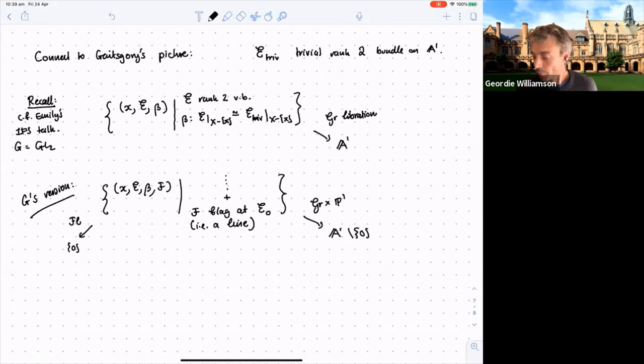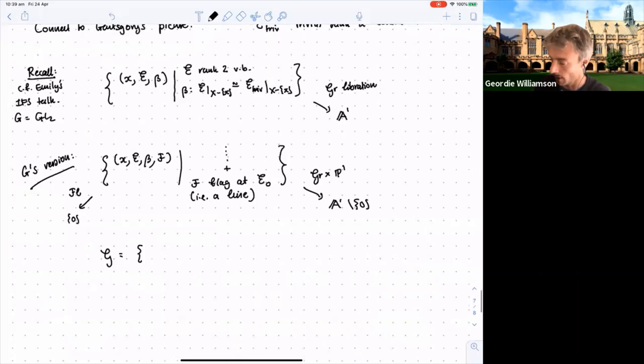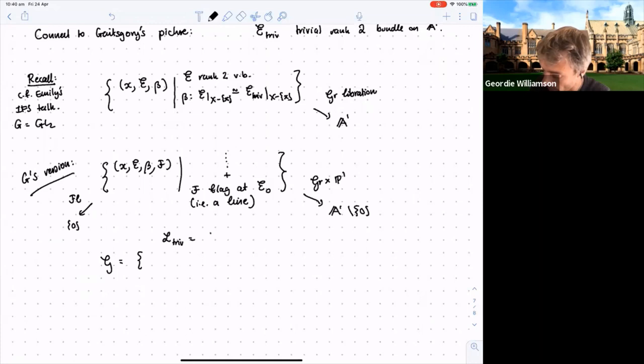Now, when we were trying to understand the affine Grassmannian, we imposed conditions to make it a finite dimensional situation. And we can do the same thing here. We can consider a relative version of the simplest part of the affine Grassmannian, which is G. I'll write it down and then I'll explain. So let L-triv be the corresponding OX module. So this is C[t]e1, C[t]e2.